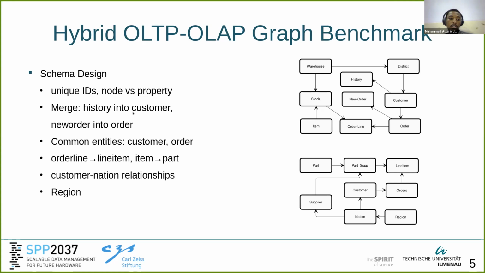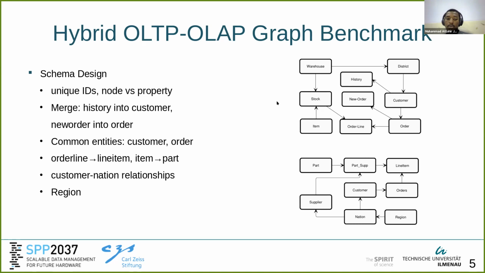So one thing we did was we merged a history table, for example, into the customer table and then modeled this as a node. We also merged the new order table as a property of the order node, because we do not need to uniquely identify these entities in the queries. There are other considerations that we took from the CH benchmark.